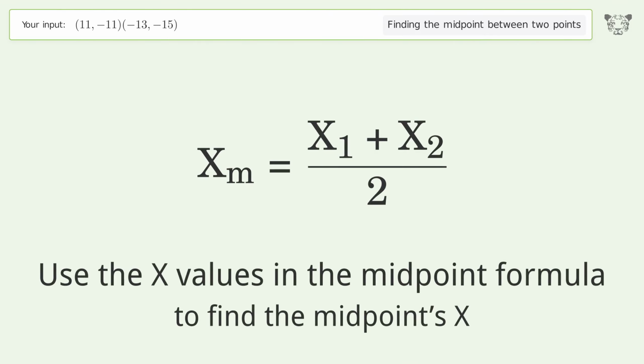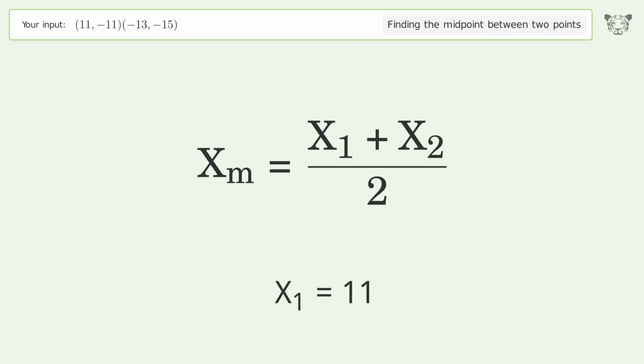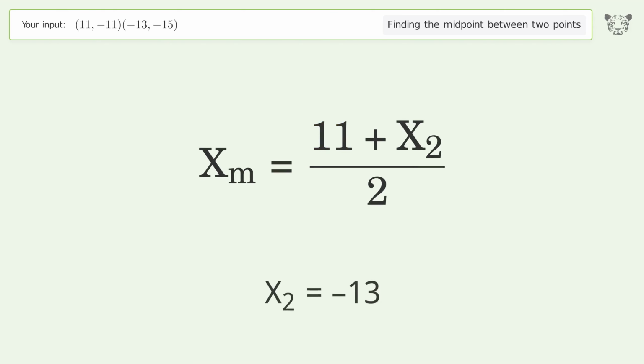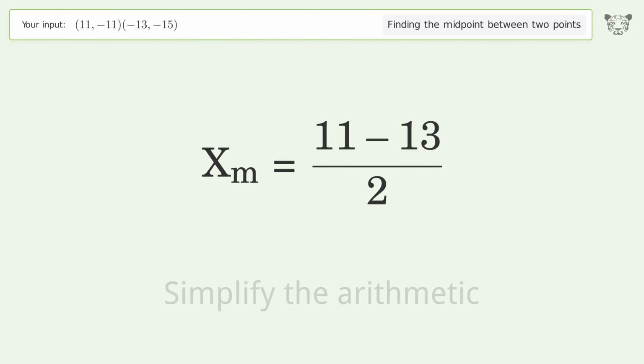Use the x values in the midpoint formula to find the midpoint's x. x1 equals 11. x2 equals -13. Simplify the arithmetic.